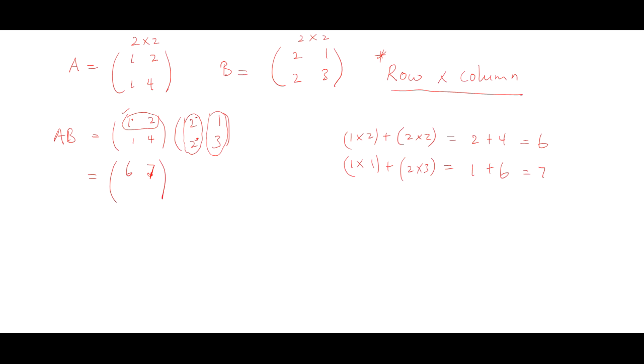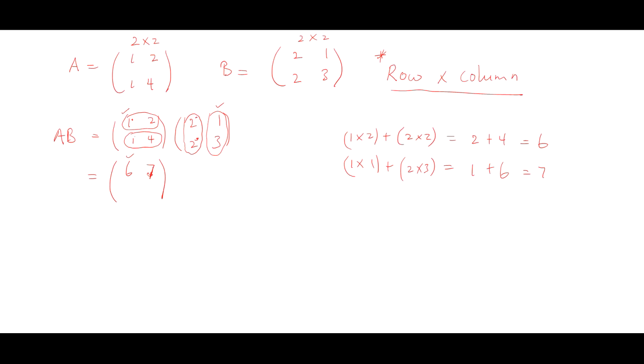So look at what I did. I took the first row in the first matrix and multiplied by the first column. That's how we got the 6. Then I took the first row in the first matrix and multiplied by the second column in the second matrix, which is the 1, 3, and I got 7. Right, now we're going to use the second row now in the first matrix, the 1, 4.